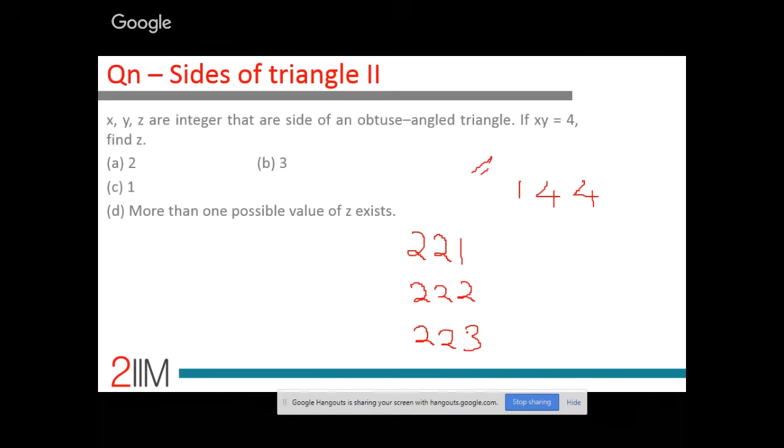1, 4, 4. Is it an obtuse angle triangle? 1 square plus 4 square greater than 4 square. No. 2, 2, 1. 1 square plus 2 square greater than 2 square. This doesn't work. 2, 2, 2. An equilateral triangle. You don't have to worry.